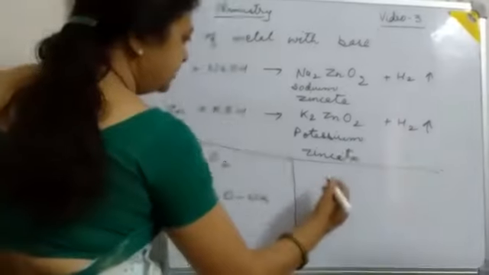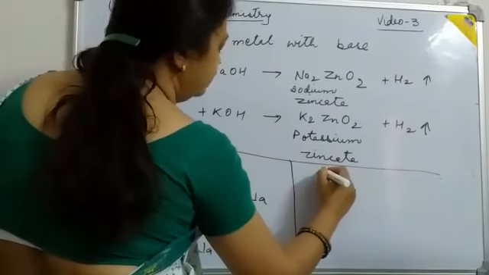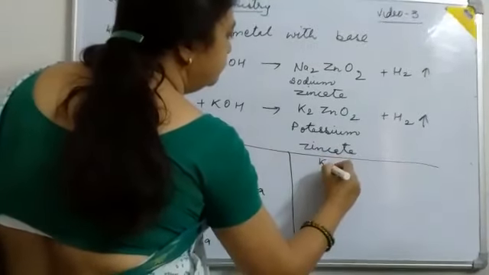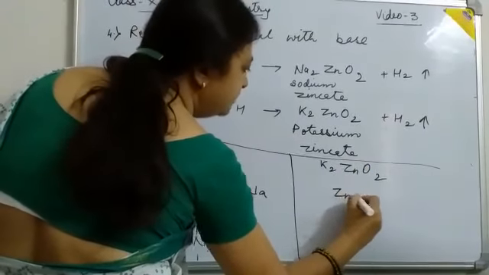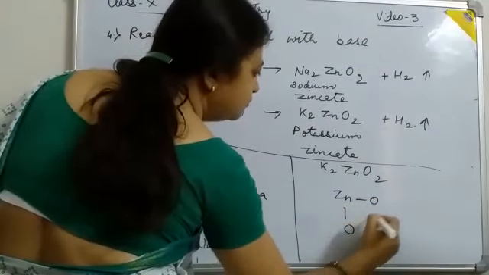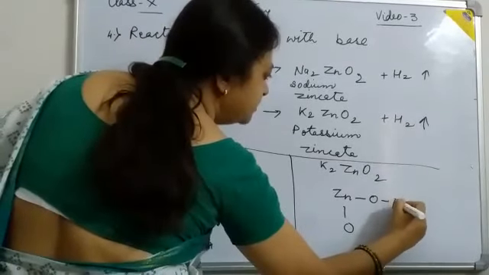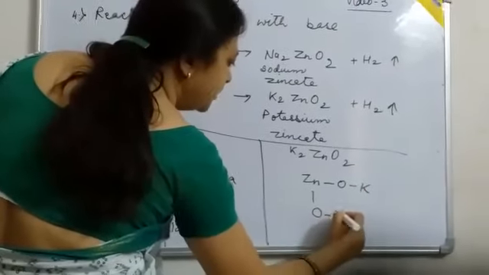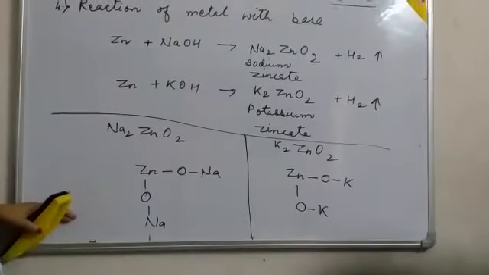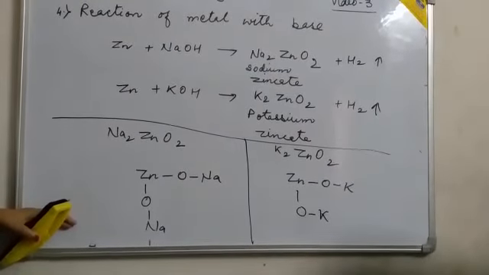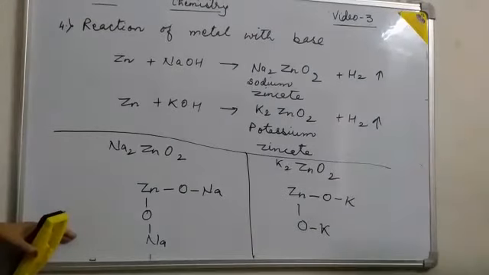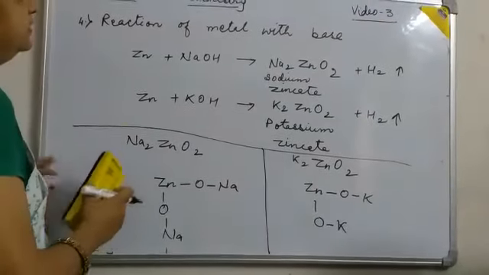And for potassium zincate, it is K2ZnO2. So for zinc, the two valencies, oxygen, and there is potassium and potassium. These two are the structures of sodium zincate and potassium zincate. The next reaction of metal with base is with aluminium.